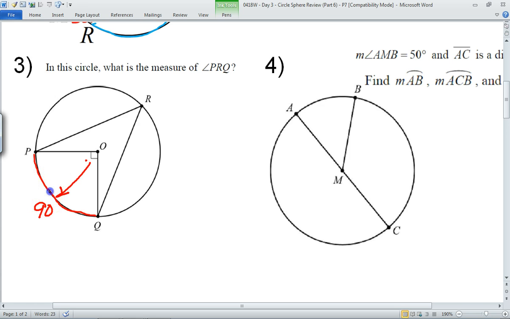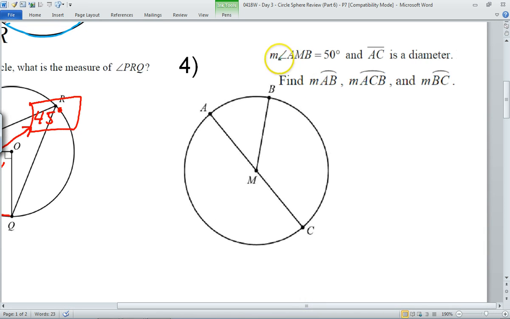If this arc is 90, can you tell me what that angle is back there? Go the other direction. The angle is right. The angle is small. Angle is half of the arc, so 45. Okay. And that's what we were supposed to find, angle PRQ, so 45 degrees. So that's number 3. Any questions? No. Okay. Looking at number 4.